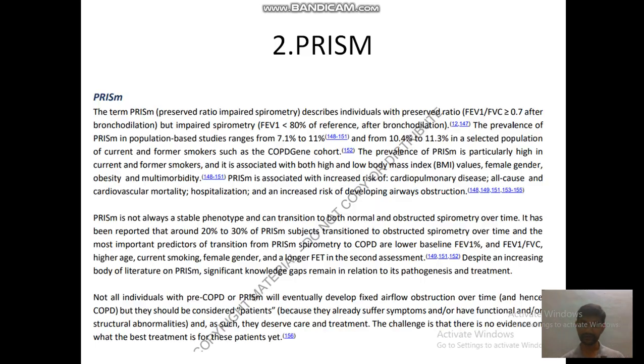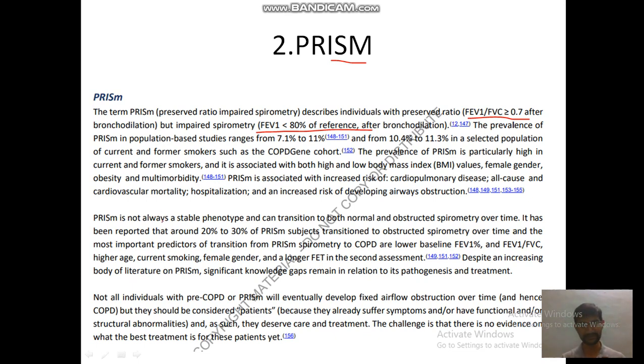Okay, understood? Coming to the PRISm. PRISm, as you all know, is preserved ratio, that is FEV1 by FVC more than 0.7 post bronchodilation, but impaired spirometry, that is FEV1 will be less than 80% of the reference after bronchodilation. This was there even in 22 and 23. What is the newer thing he has added?